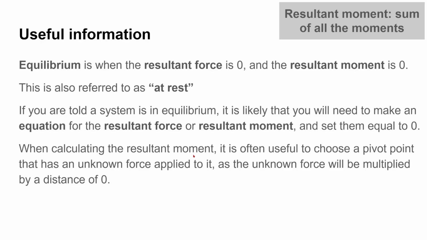Alright, before we do some practice questions, some useful information. Equilibrium always means the resultant force is 0 and the resultant moment is 0, no matter what point you choose as your pivot. This is also referred to as at rest. Since the resultant moment is always 0, you essentially can choose which pivot to take moments about, which you can use to simplify your calculations. For example, if you have an unknown force, it's a good idea to have the pivot be about that point, since the distance to the pivot will be 0 and that will cancel out the unknown force.